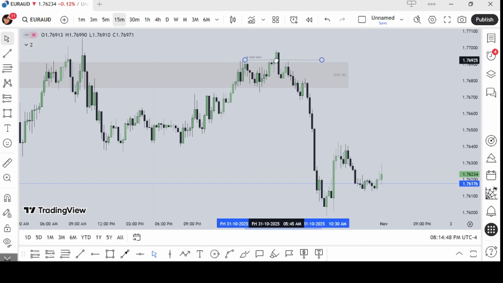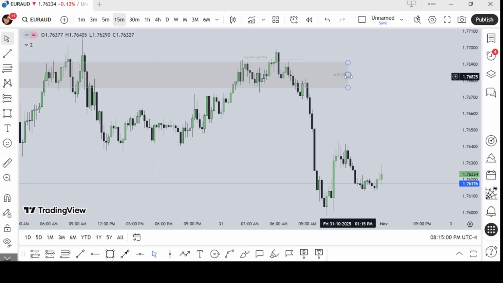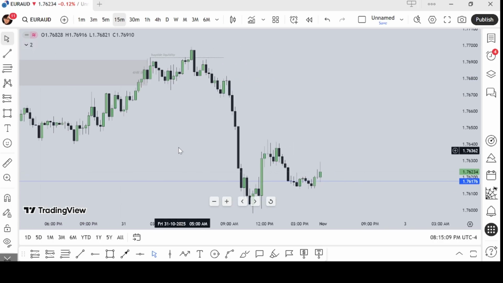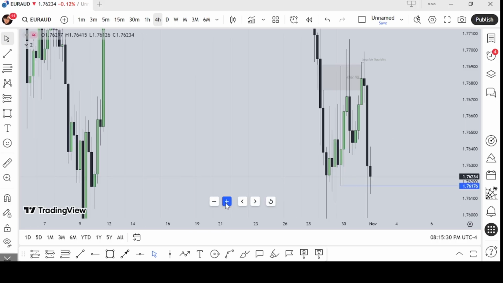Now remember, this is our London high, which we have swept already, which is buy side liquidity. I'm just going to bring this thing here so that it doesn't get really chubby. This is how I like doing it. So now another thing to understand is time. Time is very, very important. It's always time and price, not price and time. It's time and price. So this is what I'm going to be looking for.